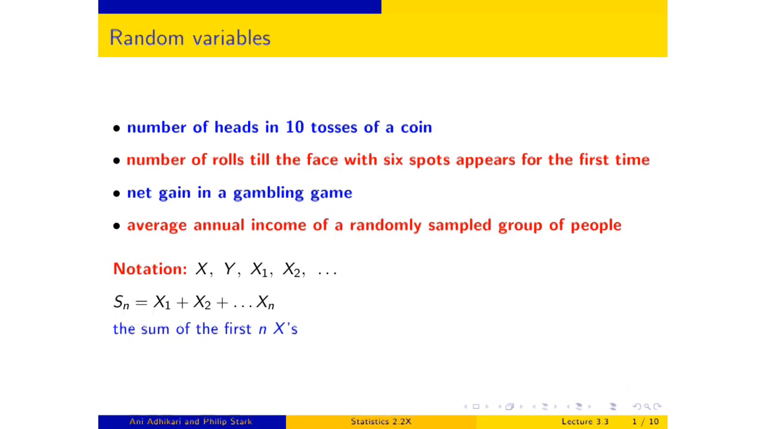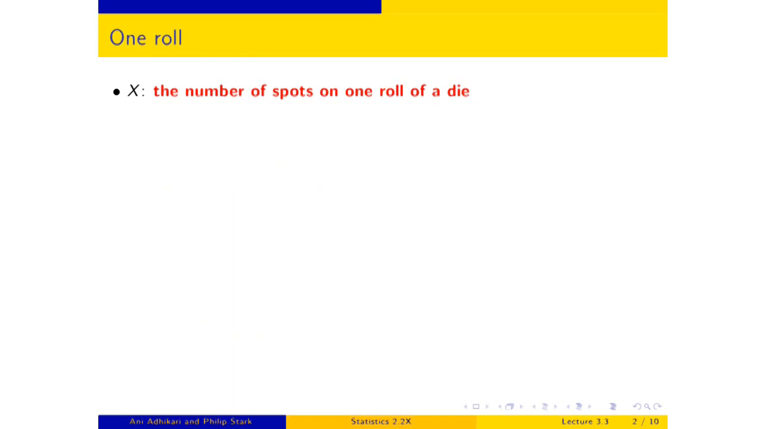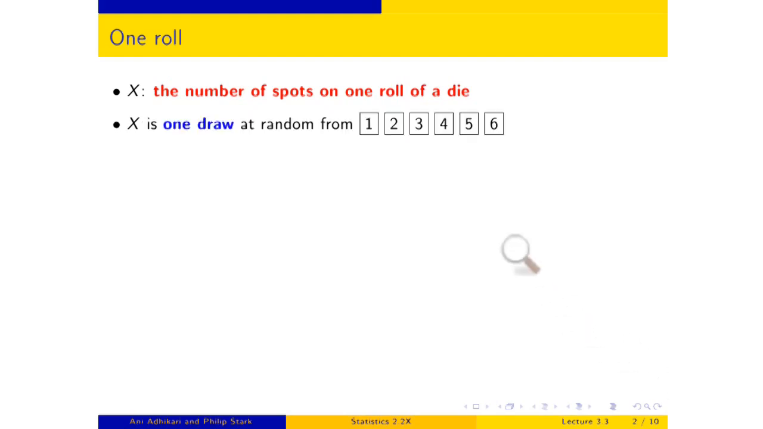So we will start with a simple random variable. As always in this class, we start with something very simple and build up. And the random variable is the number of spots on one roll of a die. And it will be a useful image to think of this as a single draw at random from a box of numbered tickets. So one random draw from a box with these tickets in it is probabilistically the same as rolling a die and looking at the number of spots you get.